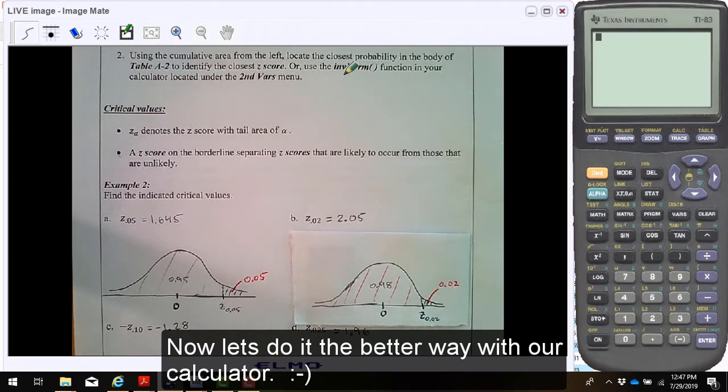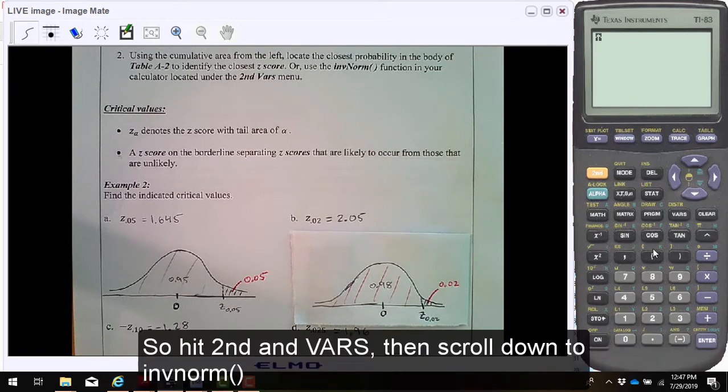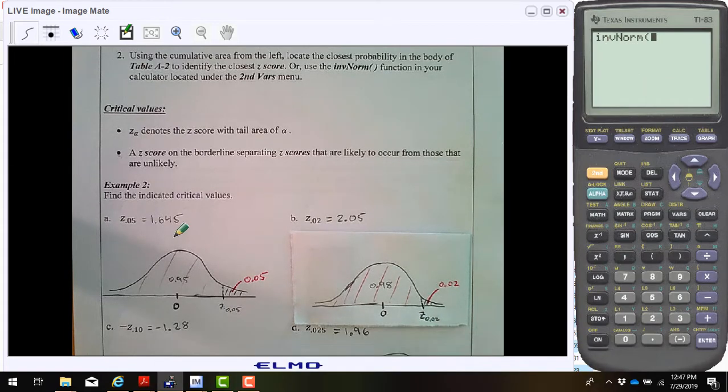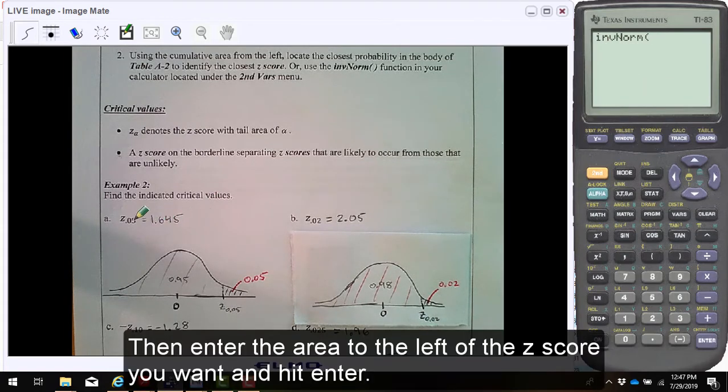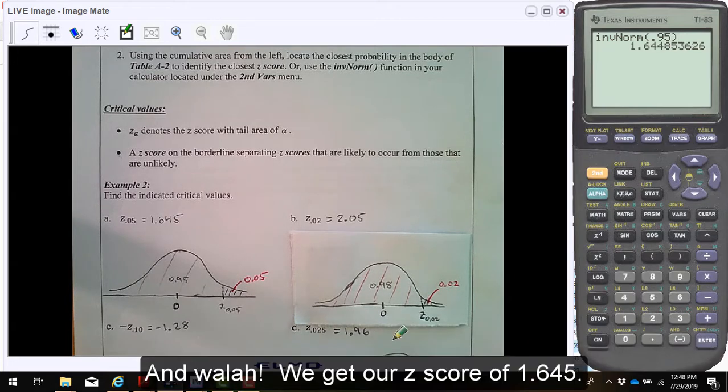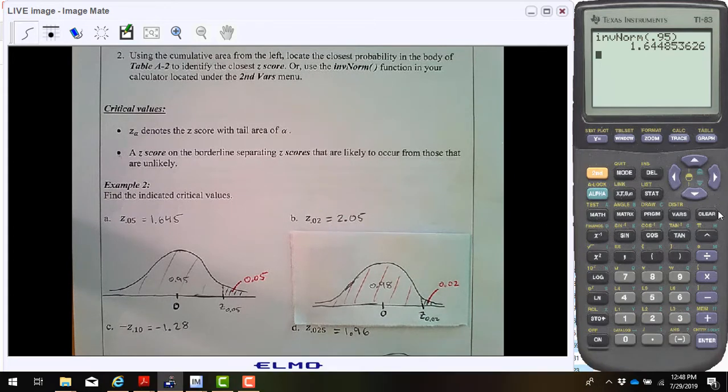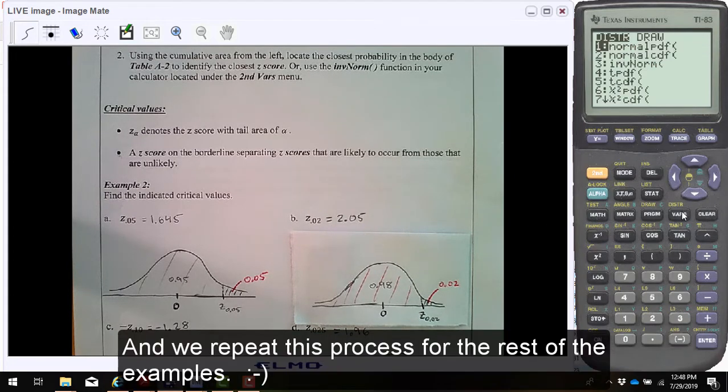Now let's do it the better way with our calculator. So hit second vars, then scroll down to inv norm. Then enter the area to the left of the z-score you want and hit enter. And voila, we get our z-score of 1.645. And we repeat the process for the rest of the examples.